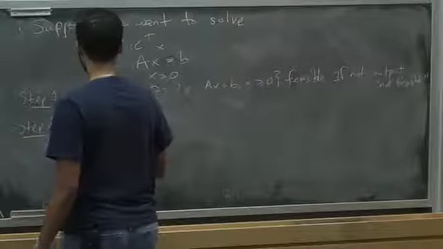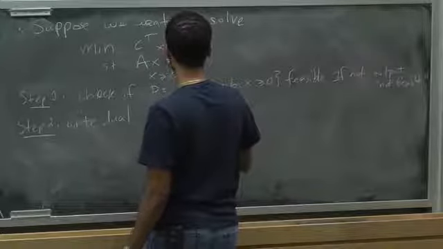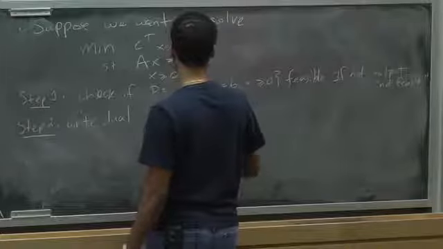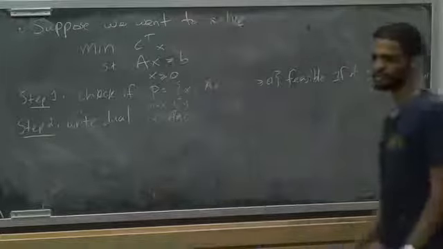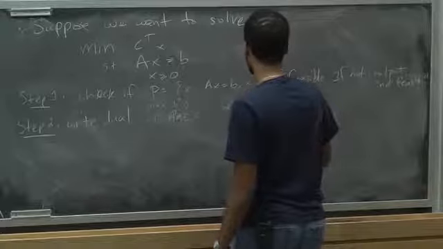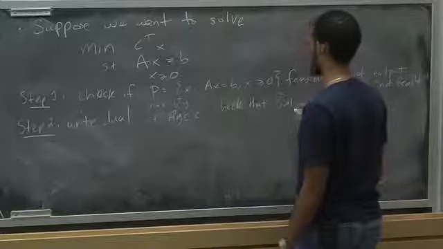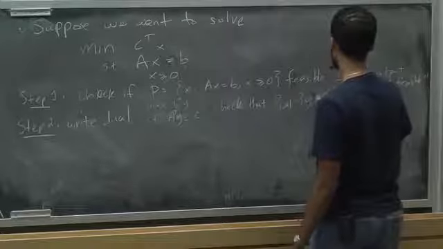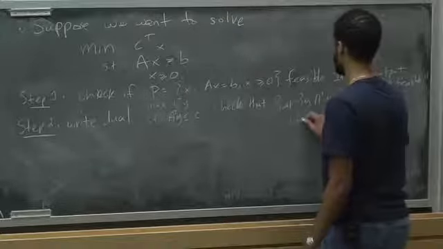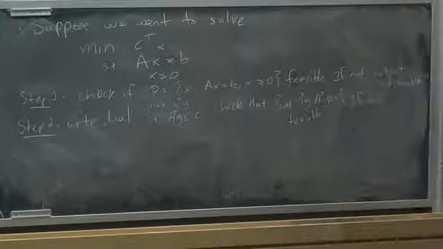Okay. Step 2, you write the dual, which is max B transpose Y such that A transpose Y is at most C. Let's say P dual is the set of all Y such that A transpose Y is at most C. Check that this thing is feasible. If not, then what do you output?